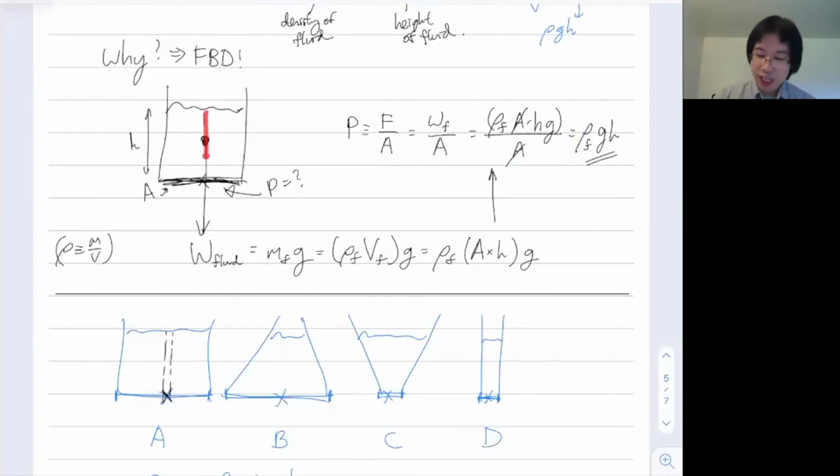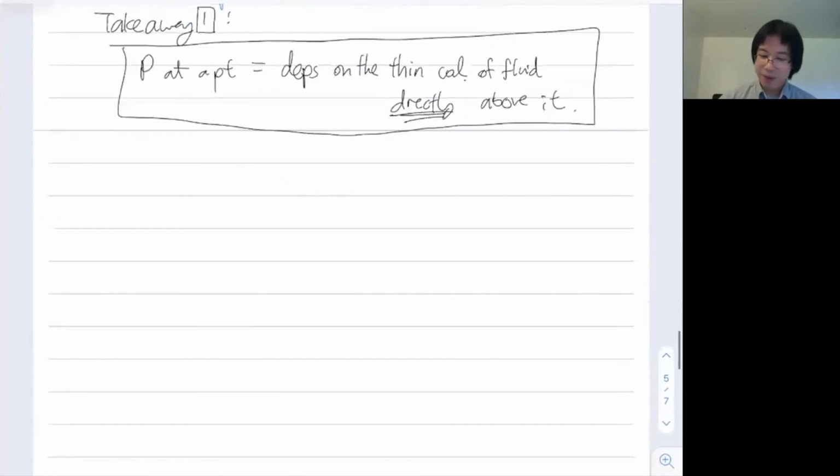And it really just depends on the height directly above it. So if you look over here, as long as they have the same height, which is what I try to draw with these diagrams, right? Whether it's thin or thick, they have exactly the same pressure. Takeaway number 1, all right?